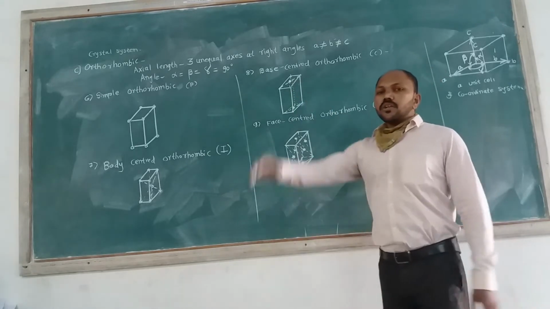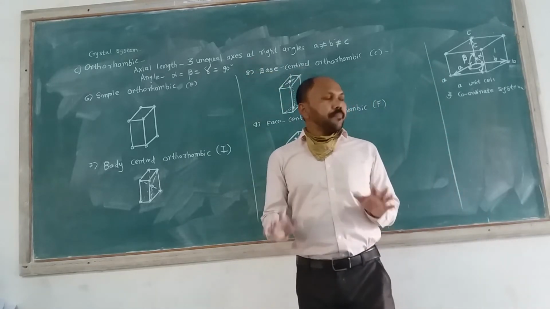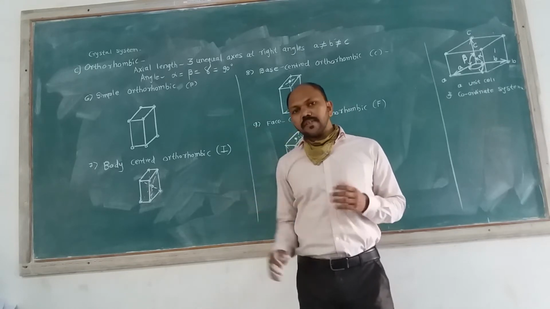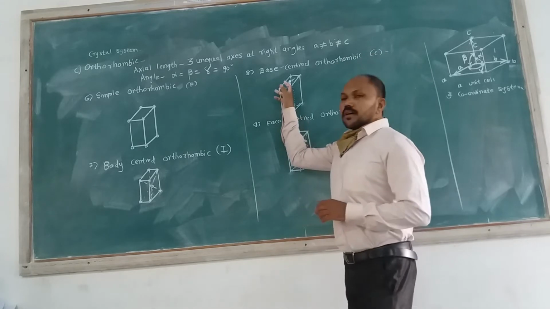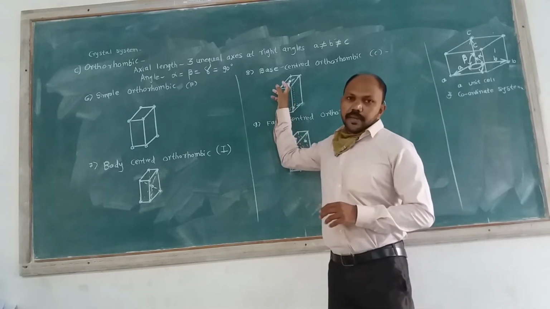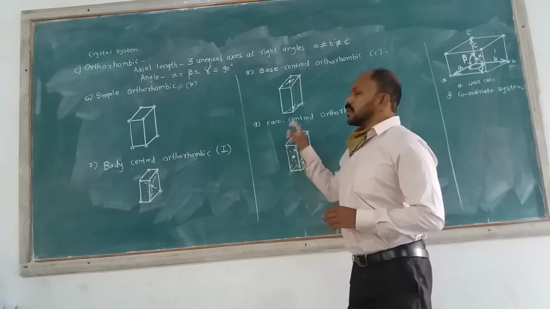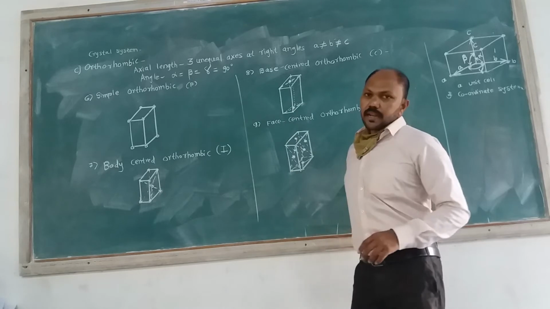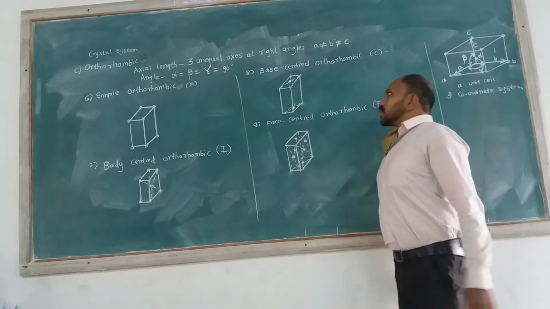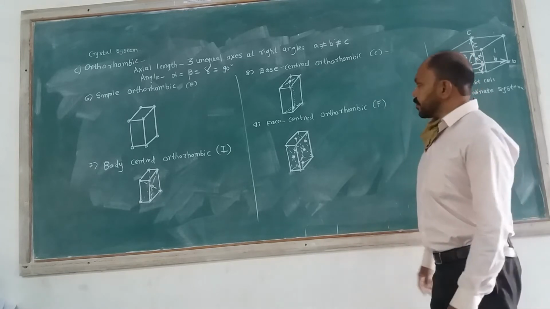If we consider the top surface and bottom surface as the base, then at the center of that base, one atom is available. If we join these diagonals, then at the center of this, or at the intersecting point, the atoms are available. Okay, so it is called base centered orthorhombic. It is represented with symbol C.